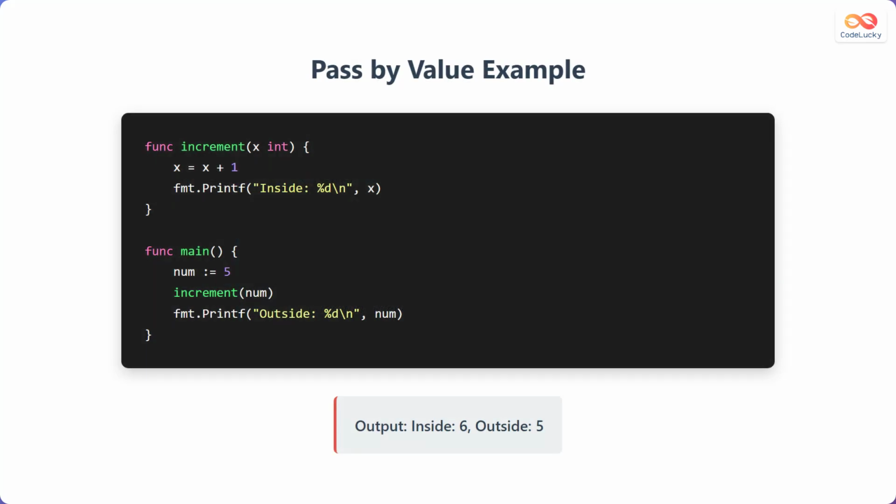Consider this example. We define a function called increment that takes an integer x as a parameter. Inside the function, we increment x by 1 and print its value. In the main function, we declare a variable num initialized to 5, call the increment function with num as an argument, and then print the value of num again. The output will show that inside the increment function, x becomes 6, but outside, num remains 5. This illustrates that the increment function received a copy of num, so the original num variable is unchanged.